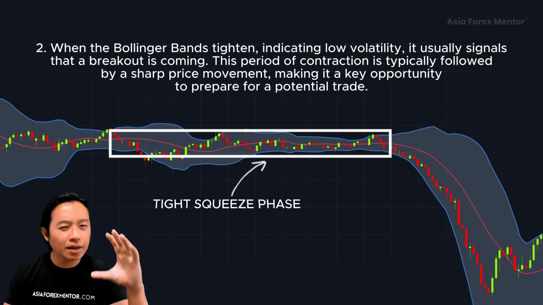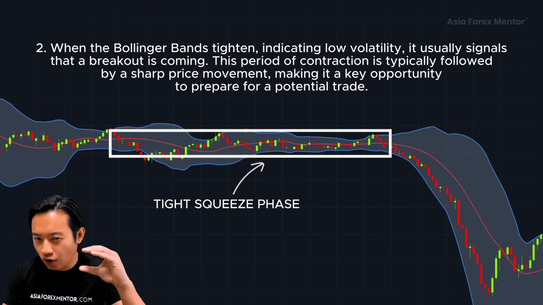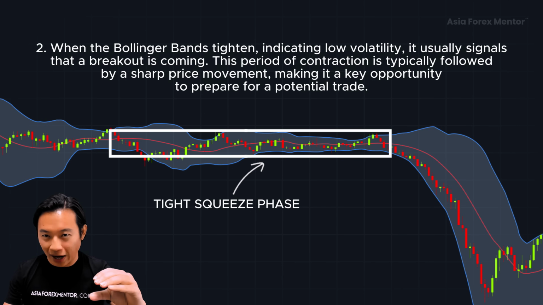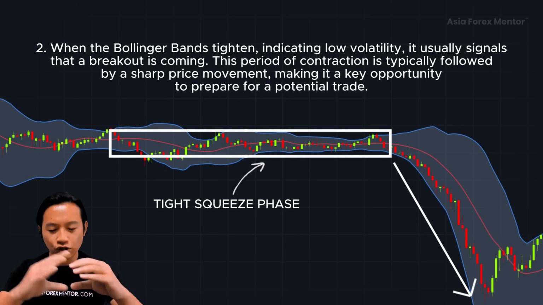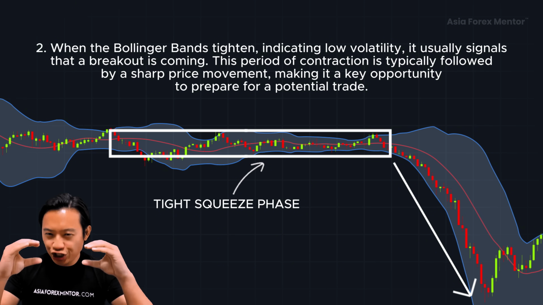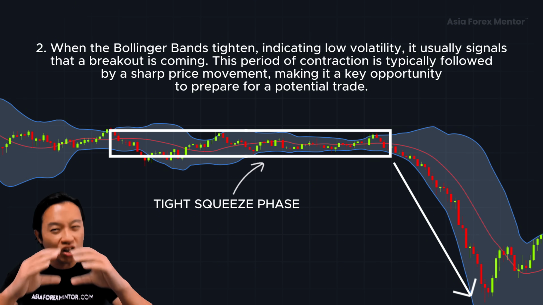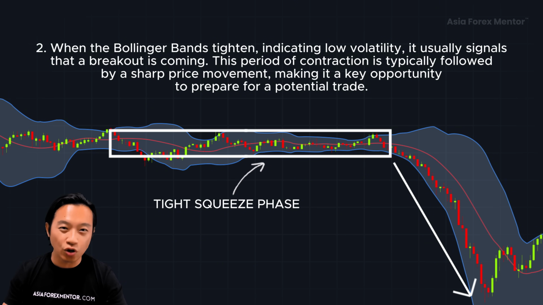Number two, when the Bollinger Bands tighten, what does it indicate? It indicates low volatility. It signals what? This is the best part. It signals that a breakout is coming. This period of contraction is typically followed by sharp price movement. The longer the contraction, the more powerful the breakout is going to be.